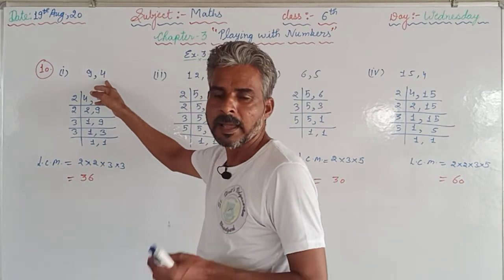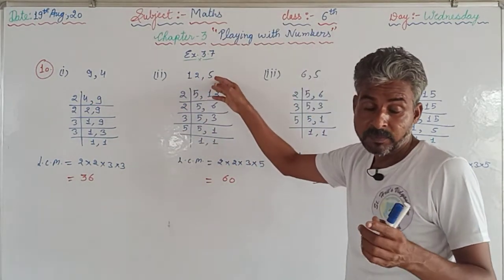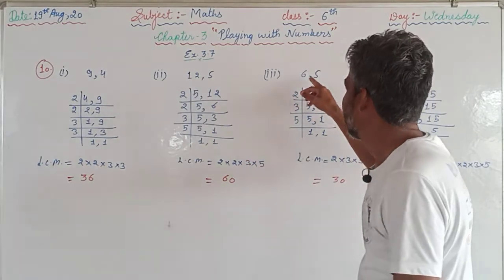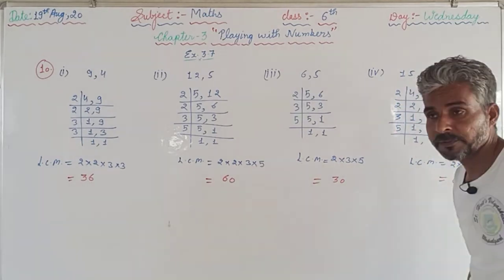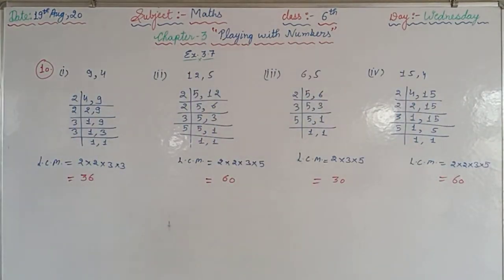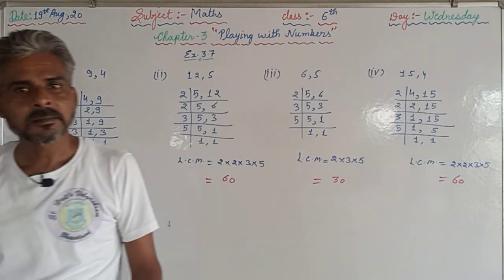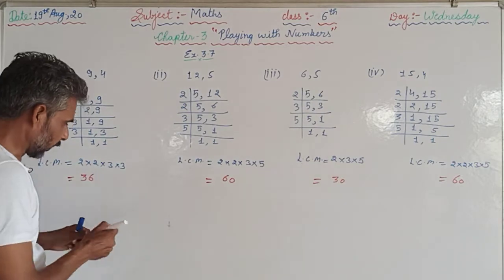9 and 4 have only one common factor, that is 1. 12 and 5 have only one common factor, that is 1. And 6 and 5 also have one common factor, that is 1. At the same time 15 and 4 have 1 as their common factor. If the numbers are co-prime, then their LCM will be their product. That will be the bottom line.